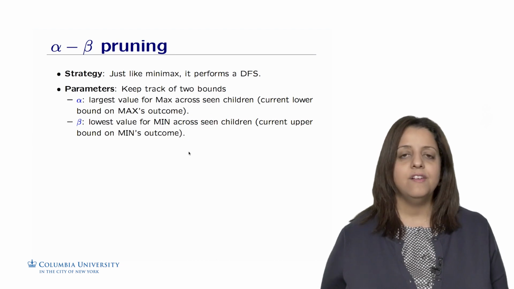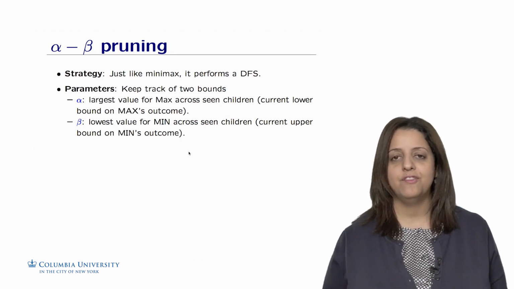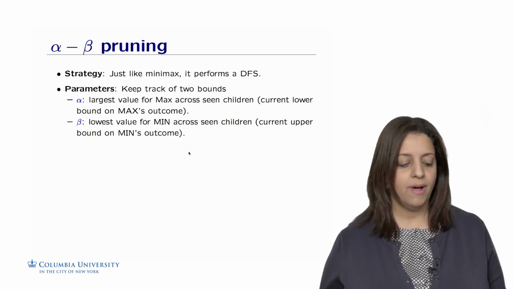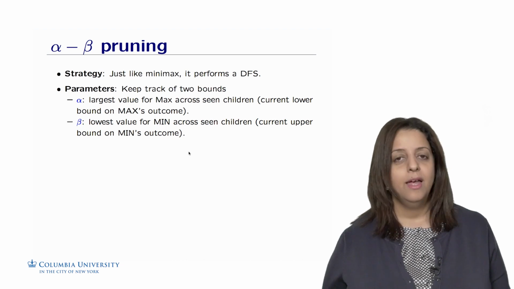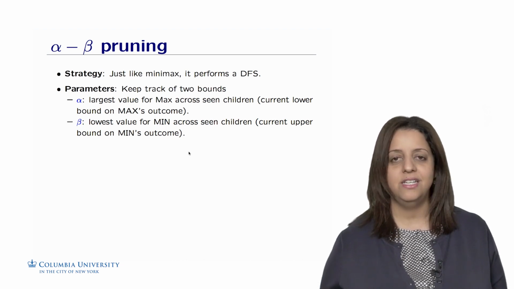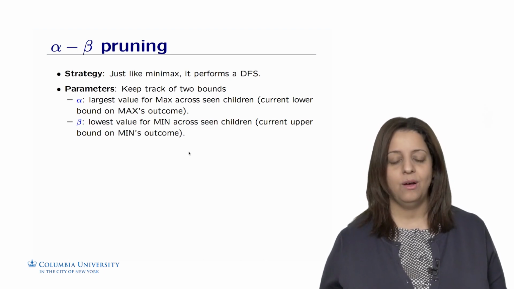The alpha represents the largest value for max. This is the largest seen value for max among the children. In other words, it is the current lower bound on max's outcome. Beta is for min. It is the lowest value of min across the seen children, which is the current upper bound on the min outcome.